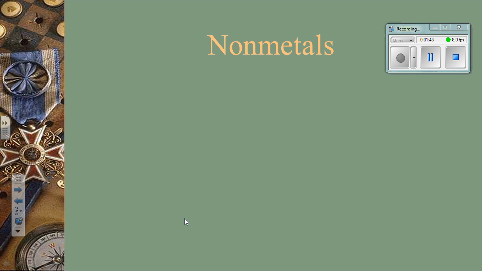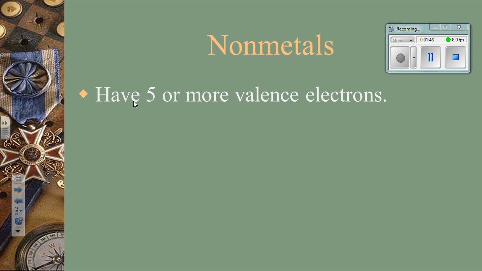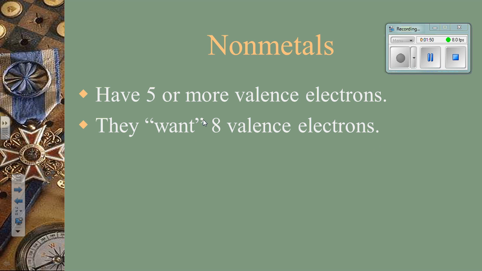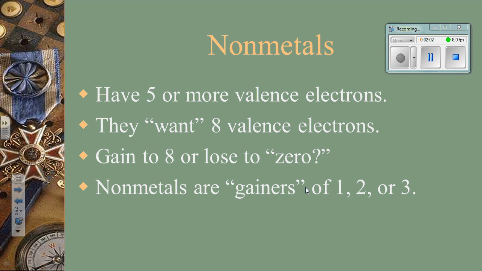All right, for nonmetals, let's go the other way. They are by definition things that have 5 or more valence electrons. They want to have 8, so the choices again are to gain up to 8, or lose down to 0. So you have to lose 5 or more, or gain 3, 2, or 1 electrons to get to 8. So they are gainers of 1, 2, or 3 electrons. Metals are losers, nonmetals are gainers, because it's just easier and requires less energy.